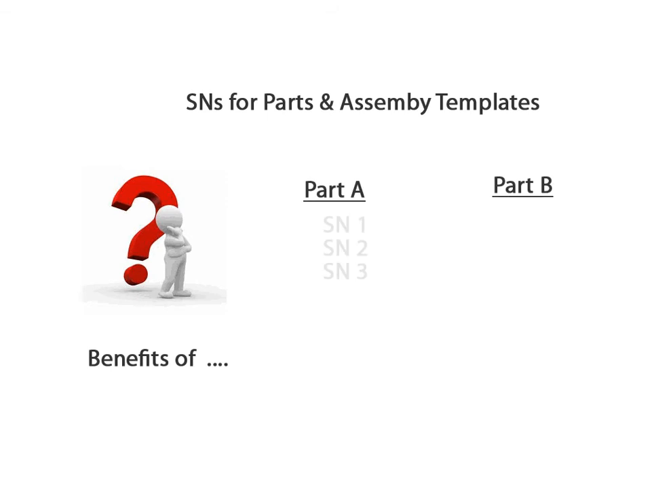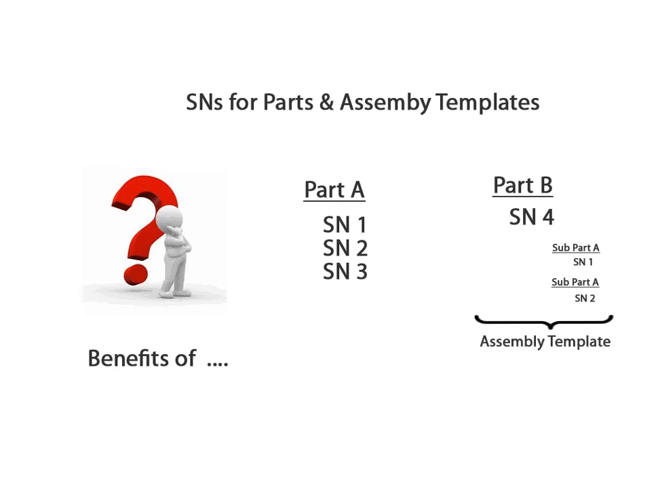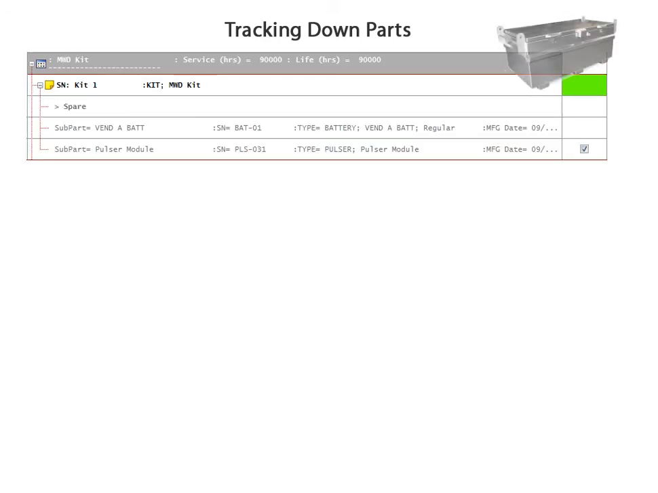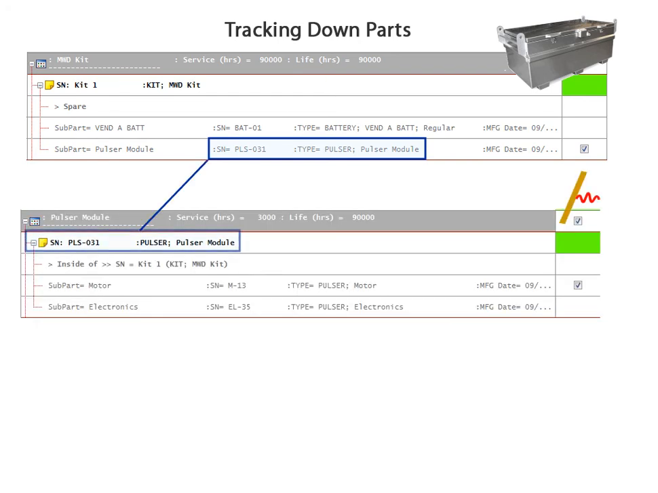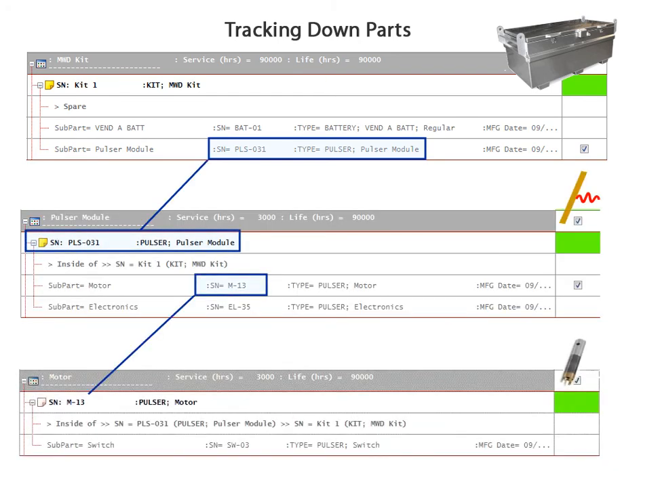So before concluding this how-to module for serial numbers, I will cover the benefits of managing serial numbers for parts and filling serial numbers of subcomponents into the templates of assembly parts. One benefit is in tracking down parts. Notice that, starting with a kit, the serial number for a pulsar module links back to the pulsar assembly, and the serial number for the motor inside the pulsar part links back to a motor assembly.